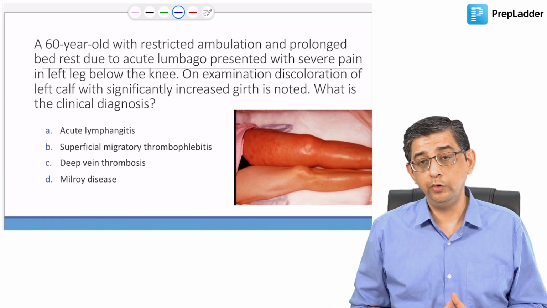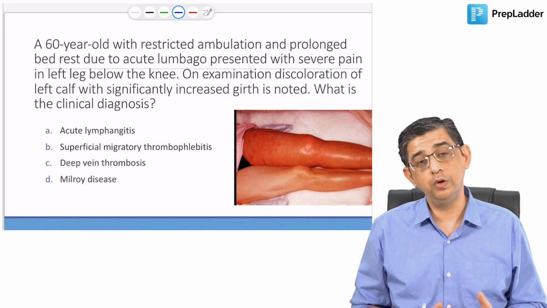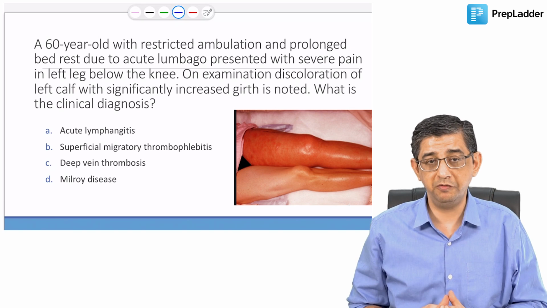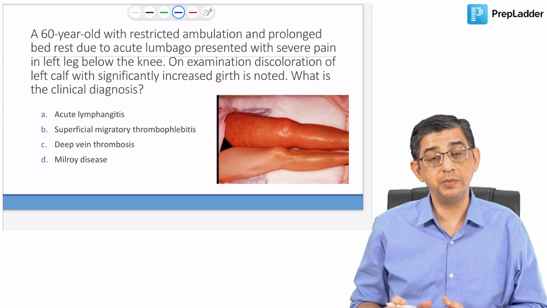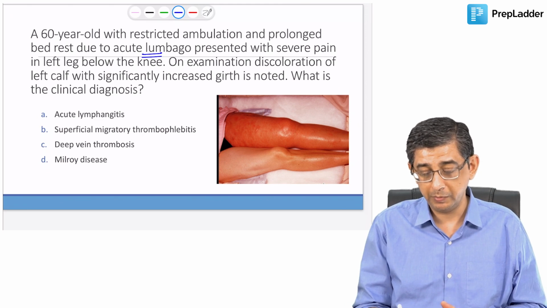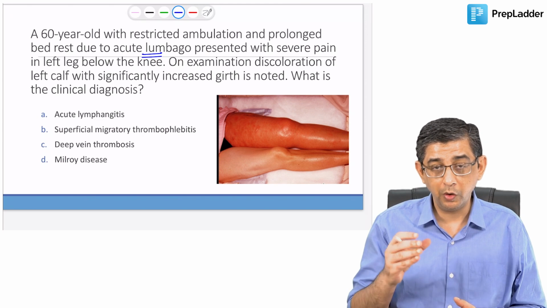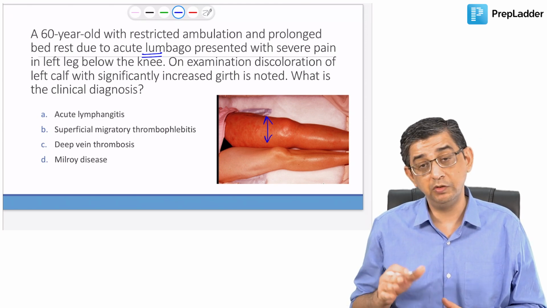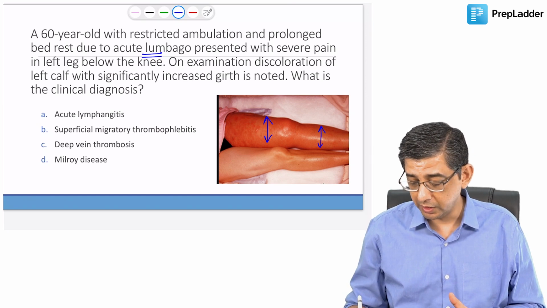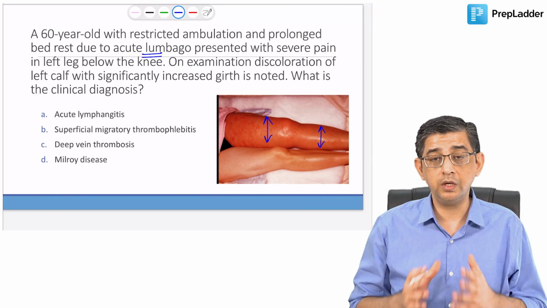A 60-year-old due to restricted ambulation and prolonged bed rest due to acute lumbago. Lumbago would mean severe backache, presented with severe pain in the left leg below the knee. You see, the initial problem of this person was some problem in the back. So the person can't move around, and because there is prolonged bed rest, you can notice the extreme swelling now occurring even in the calf, also in the thigh. The swelling has progressed. If you compare the two legs of the patient, there's a marked increase in the girth of the patient.